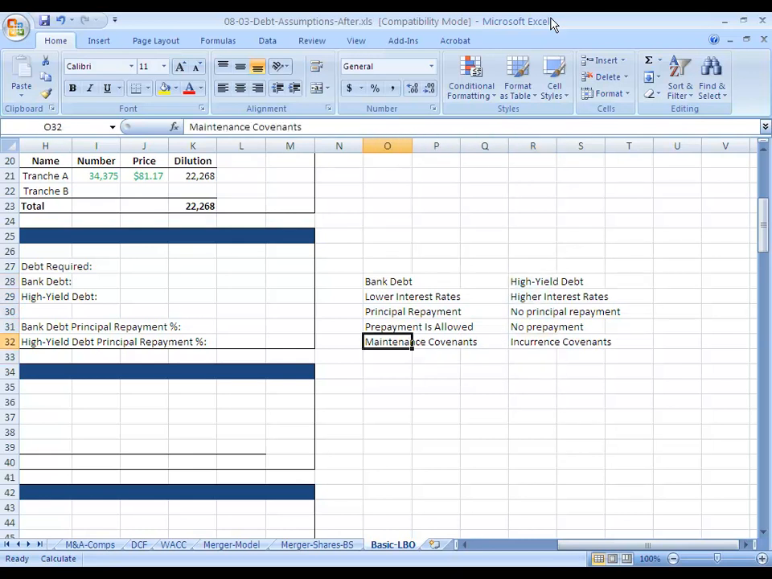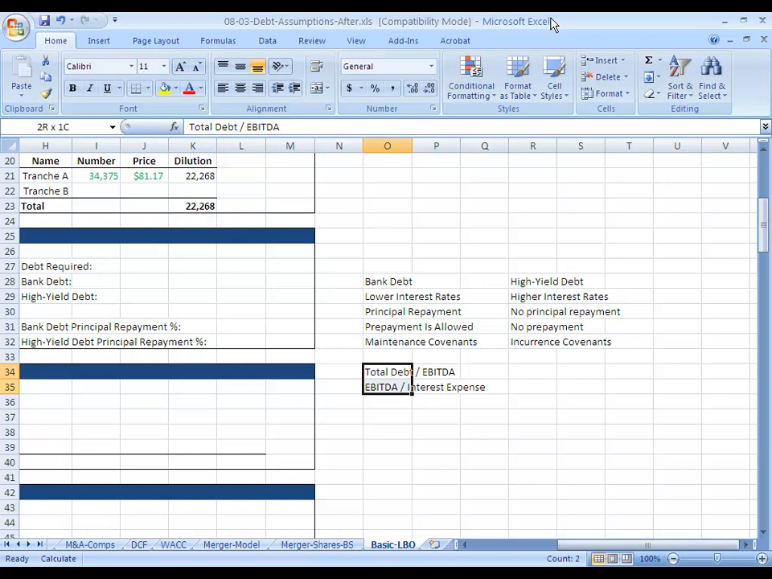And then the last one here has to do with covenants. So maintenance covenants refer to things like total debt over EBITDA, EBITDA to interest expense, and so on. So metrics like that that the company cannot exceed or go under.